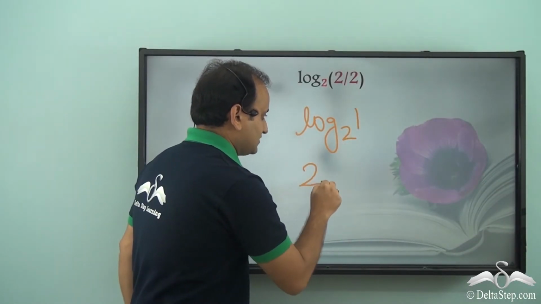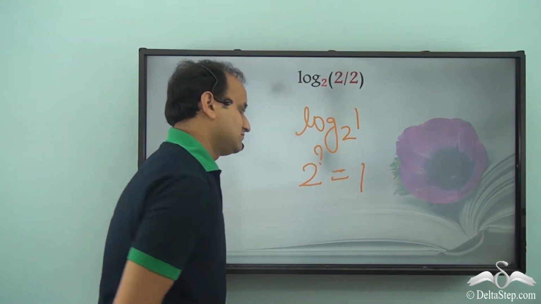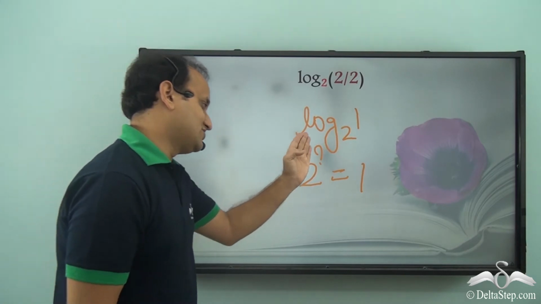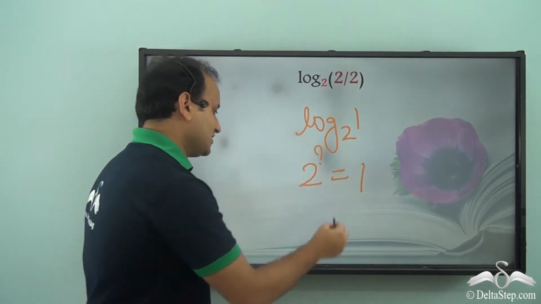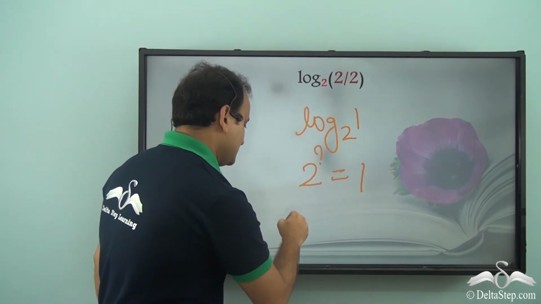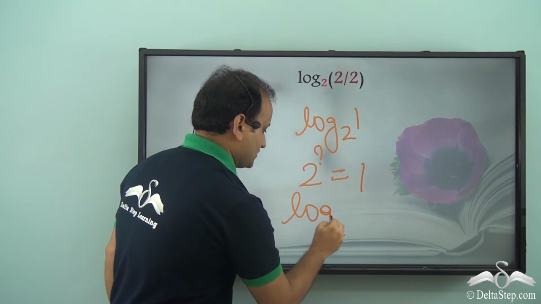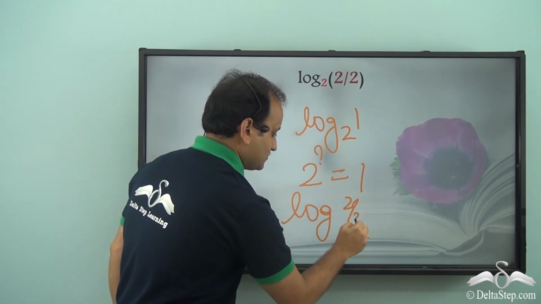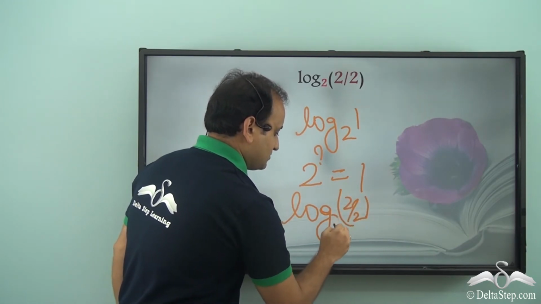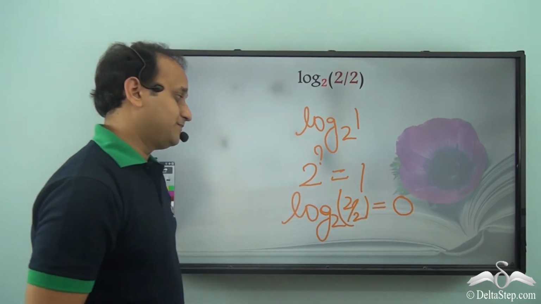So let's see the same thing. 2 raised to what is equal to 1? Again, anything raised to 0 is 1, right? So definitely for this also the power will be 0. That means log of 2 by 2 to the base 2 will be nothing but 0.